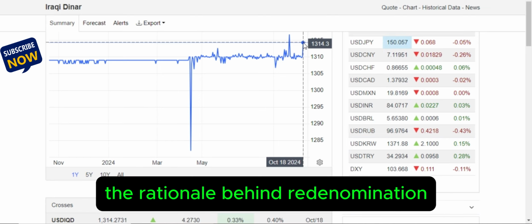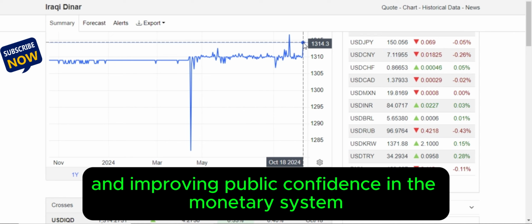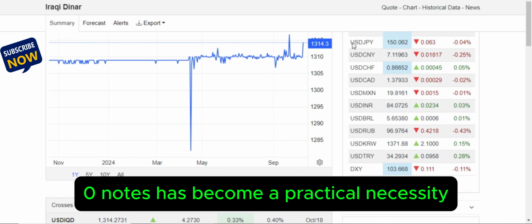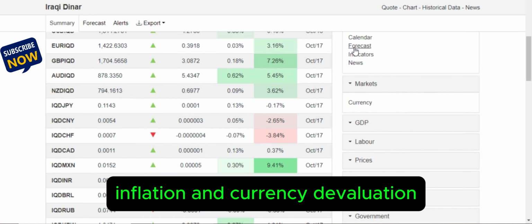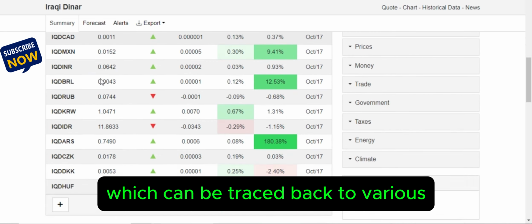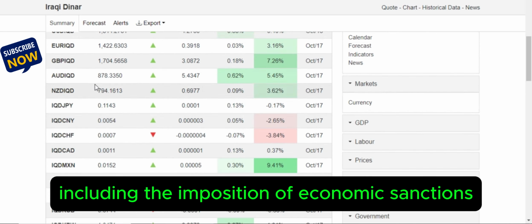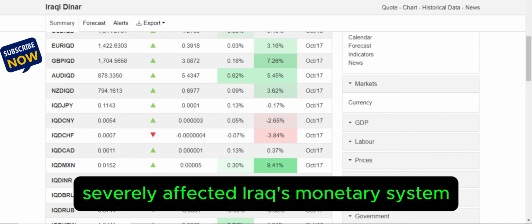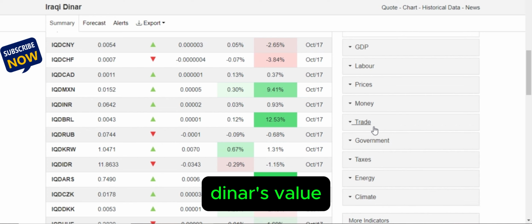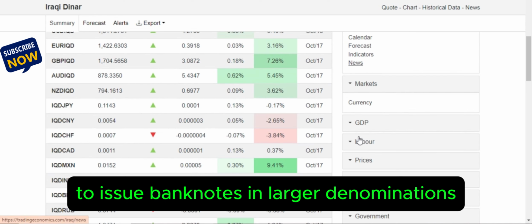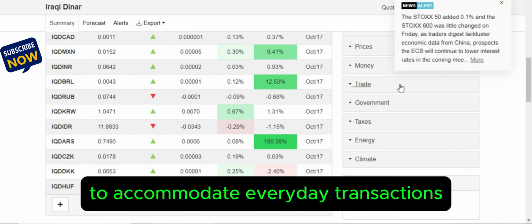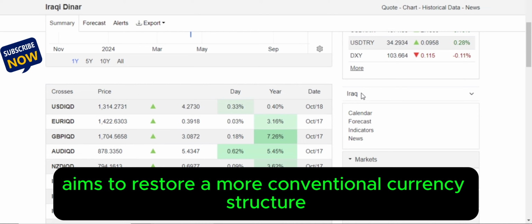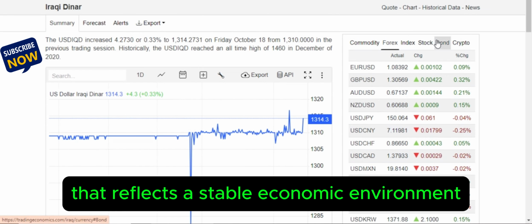The rationale behind redenomination often centers on correcting distortions in the currency's value and improving public confidence in the monetary system. In Iraq's situation, the use of large 3-0 notes has become a practical necessity due to years of economic instability, inflation, and currency devaluation, which can be traced back to various historical and geopolitical events, including the imposition of economic sanctions. The sanctions and subsequent economic disruptions severely affected Iraq's monetary system, leading to a significant depreciation of the Iraqi dinar's value. This depreciation forced the country to issue banknotes in larger denominations to accommodate everyday transactions and stabilize the cash economy. By redenominating the currency and phasing out these larger notes, Iraq aims to restore a more conventional currency structure that reflects a stable economic environment.